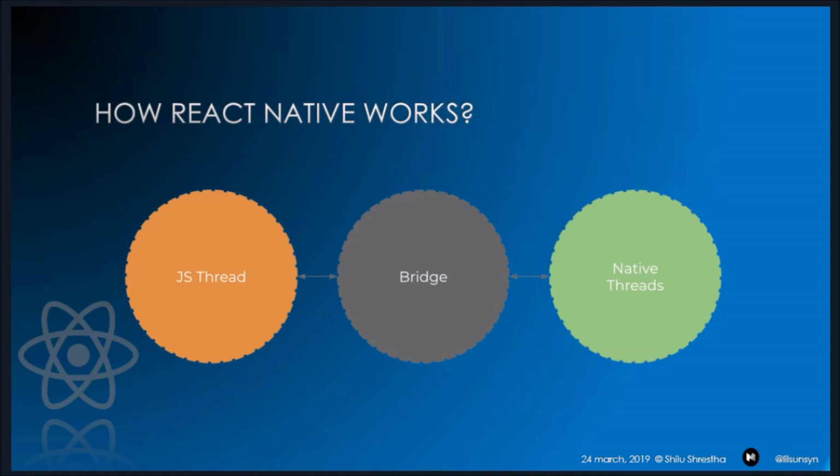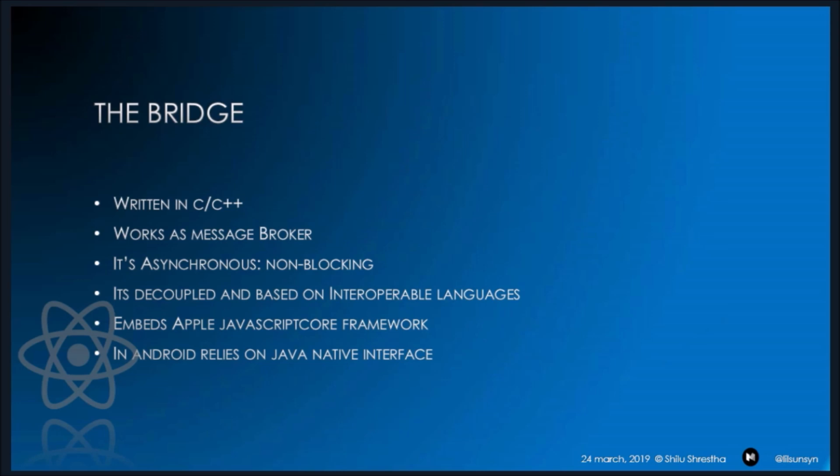So how does it work? Basically, like I've explained earlier, React works in two different realms. One is JS and another is native threads. These two are combined together and communicate using a bridge. This bridge provides bidirectional asynchronous communication between the two entirely different universes, that is JS and native threads.